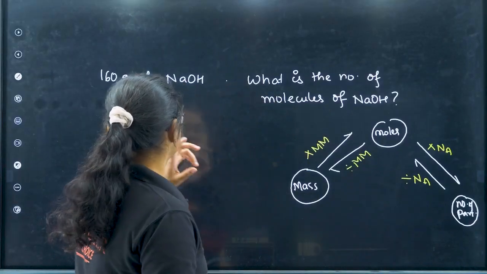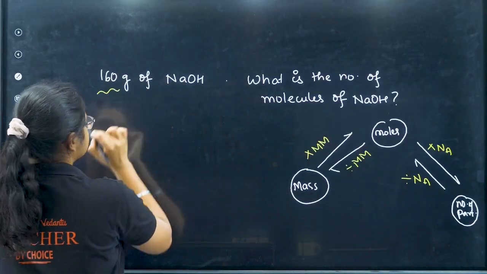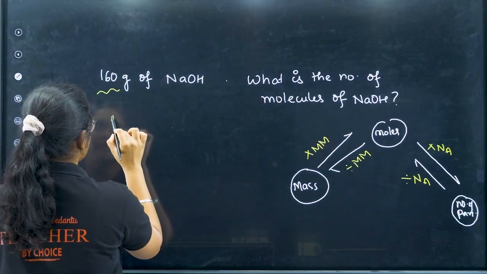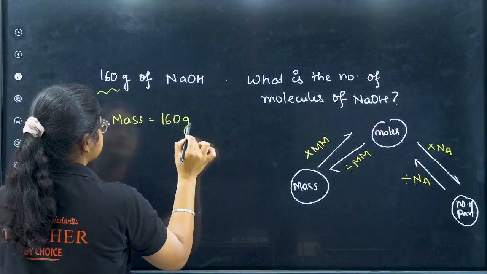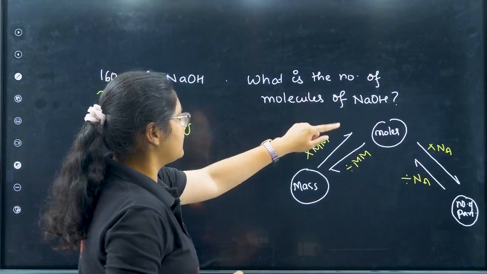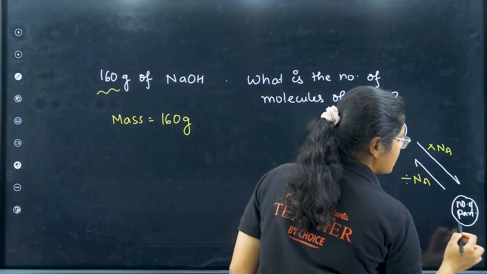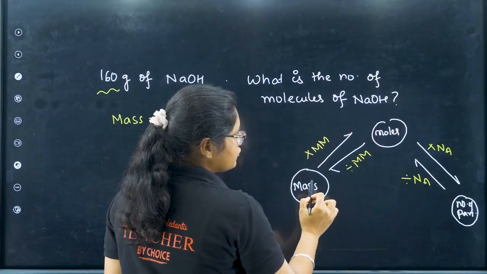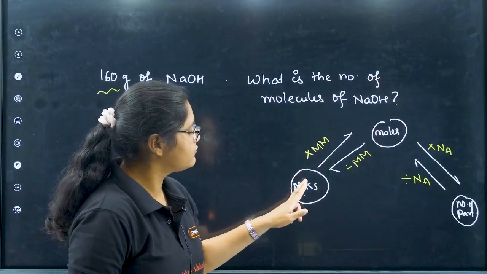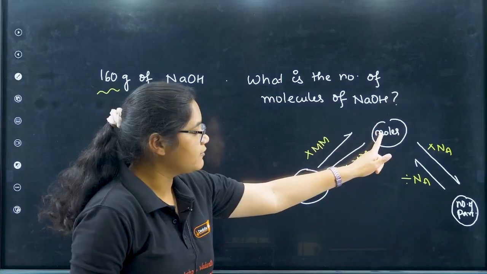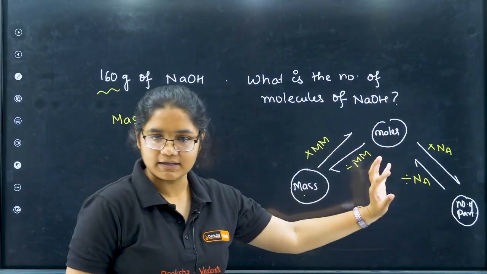Okay, now in this question what is given? Mass is given to you. What is the mass given to me? Mass given to me is 160 grams. And then what is asked? Number of molecules, number of particles or number of molecules is asked. So to go from here to here, there is no direct way. What you have to do? First you have to convert mass to moles, then you have to convert moles to number of particles, right?